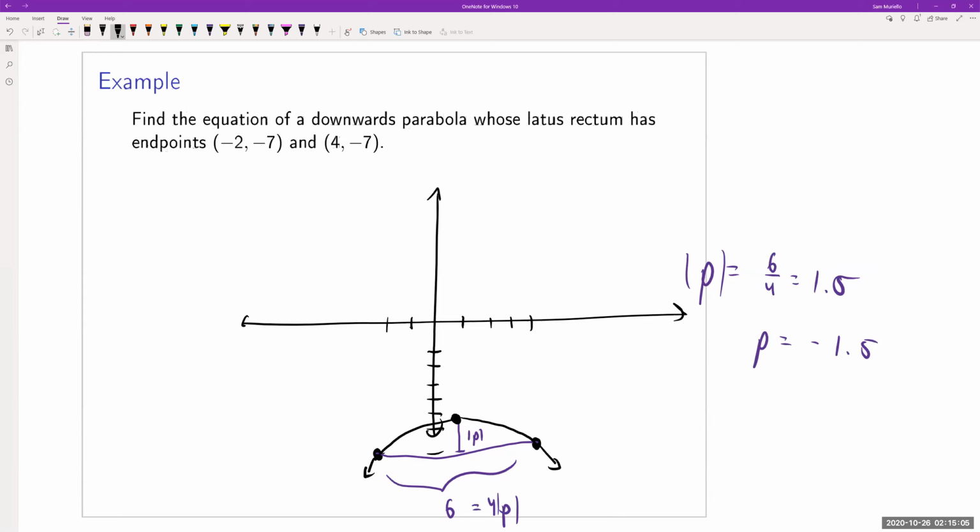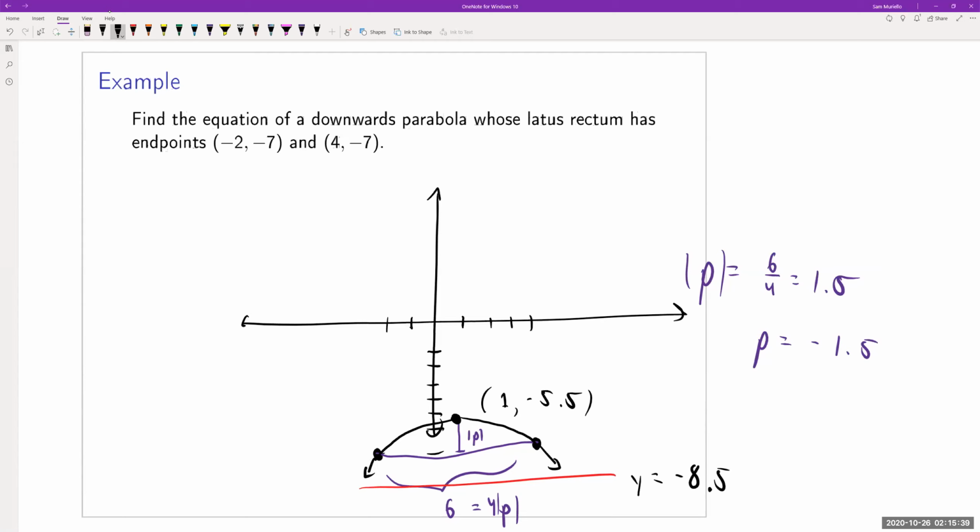So this is going to be the vertex, and it's going to be the point, let's say 1. And then it is up a little bit from this -7 by a distance of 1.5, so negative 5.5. The directrix, therefore, would be down by 1.5. This would end up being y equals negative 8.5.